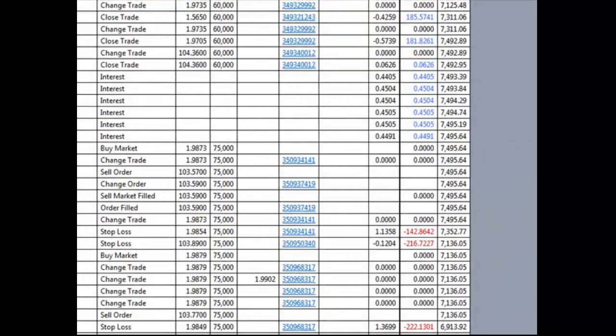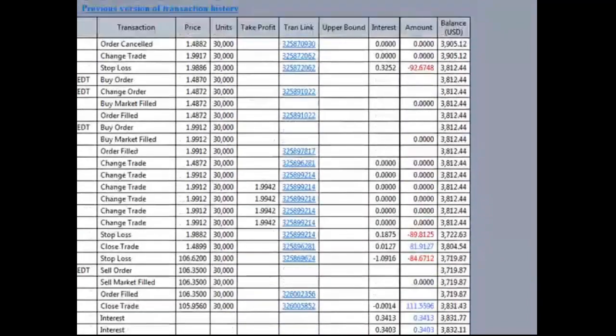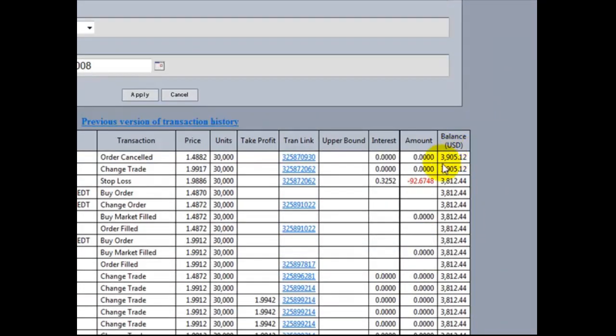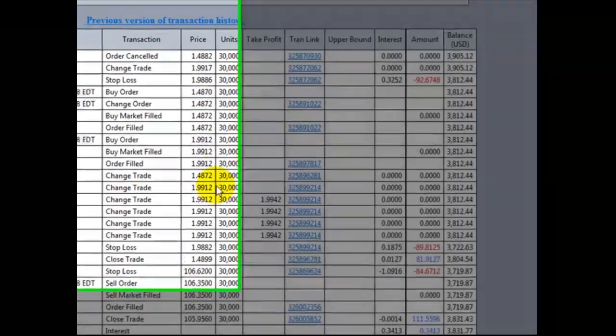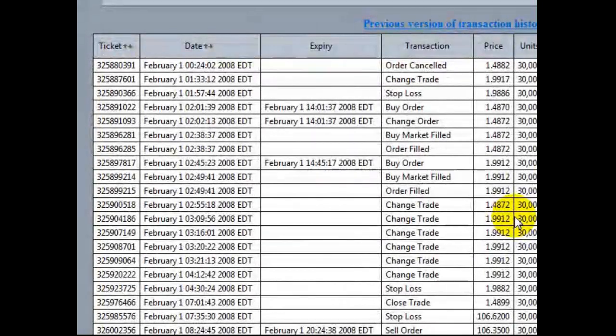Let me just remind you, just remember that $7,500, $75,000 lot size, and let's go all the way back to the top where we started, and you can see we started on $3,900, and we were trading a $30,000 and then a $40,000 lot size. So there we go. That's what that's all about, and I hope you found that useful.